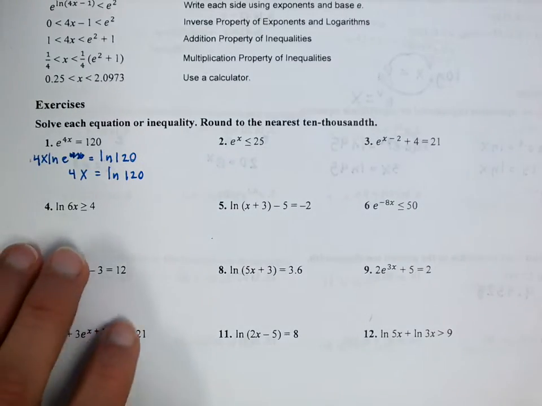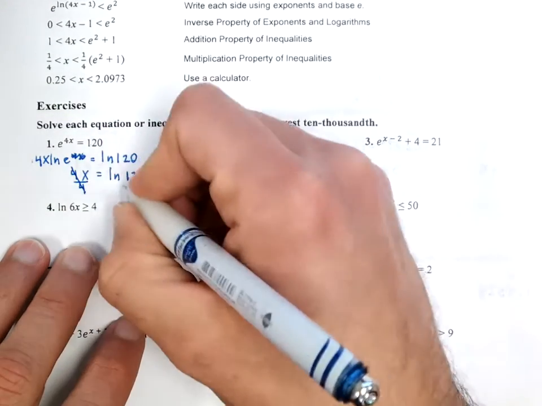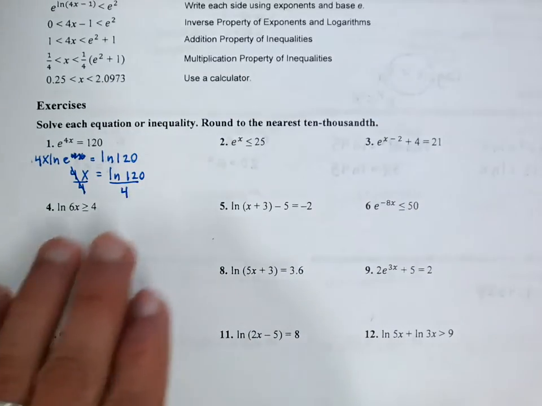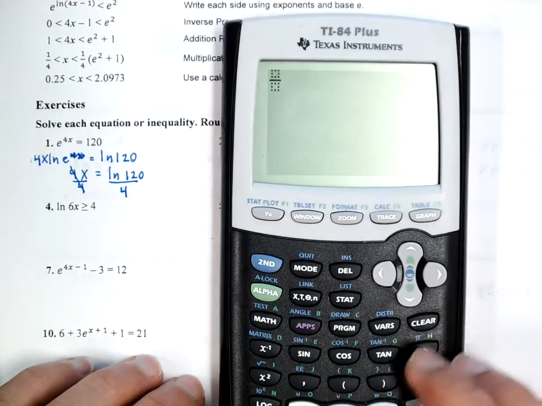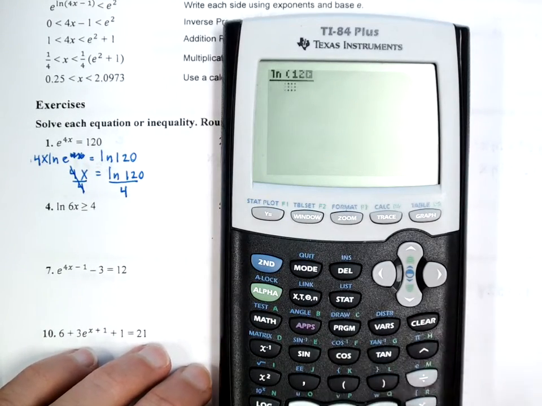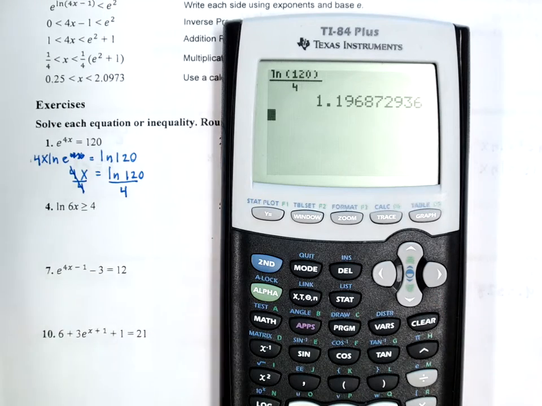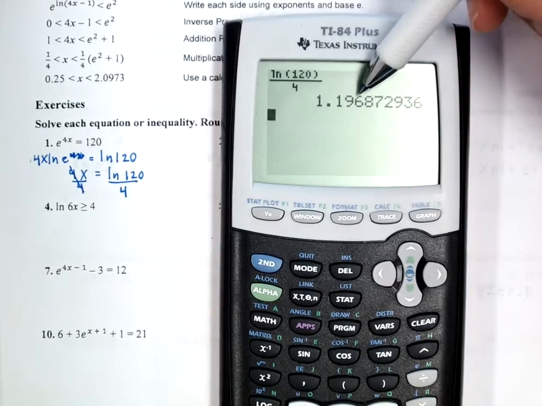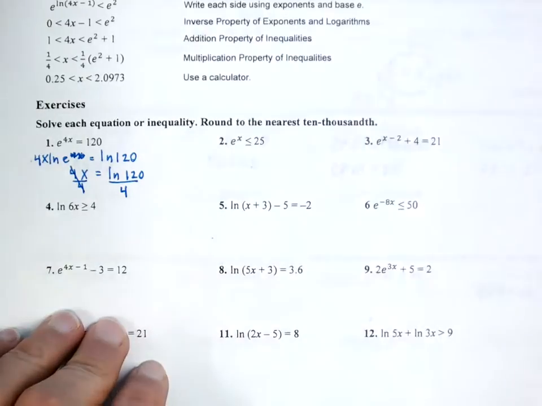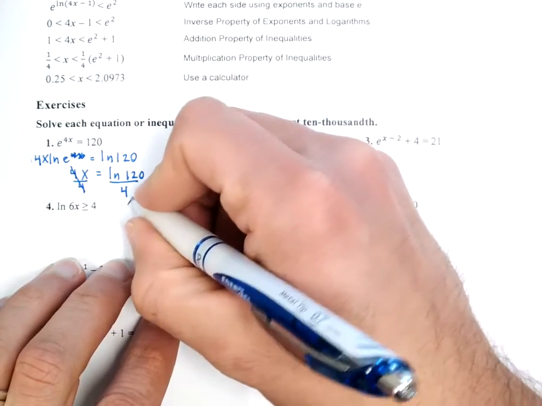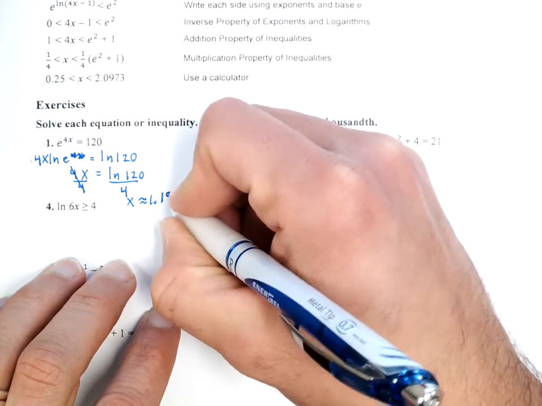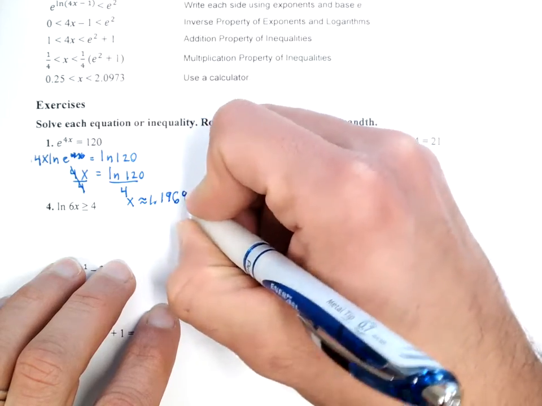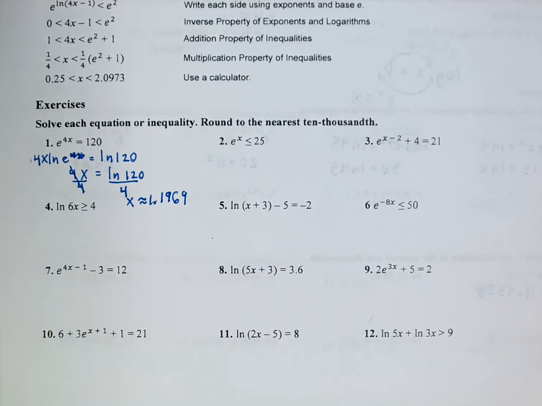So now, to solve for x, all I have to do is divide this by 4. Now you just have to be really careful. Plug it in exactly like you see it. So we have the natural log of 120, and then we're going to divide that by 4, and that's the answer. We're rounding to the 4th decimal point. So x is approximately 1.1969. So that's it for that problem.